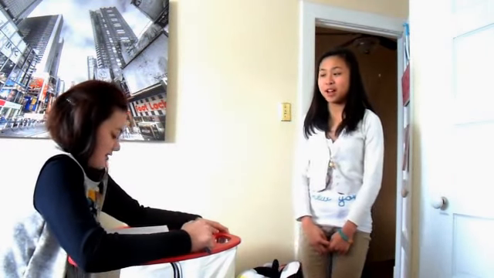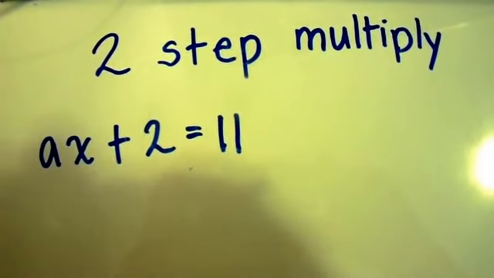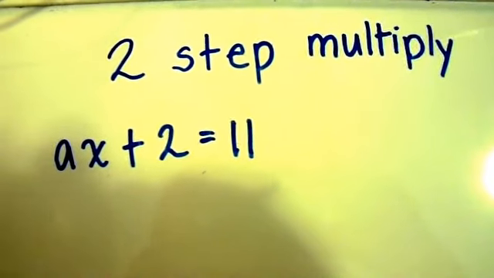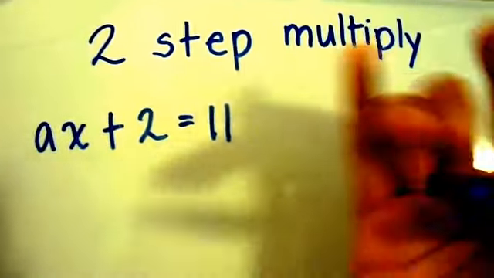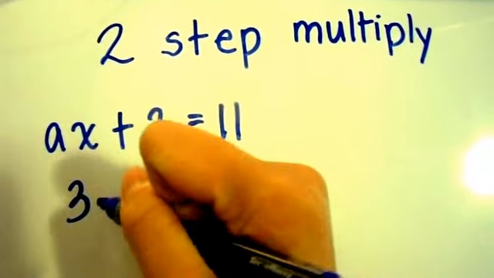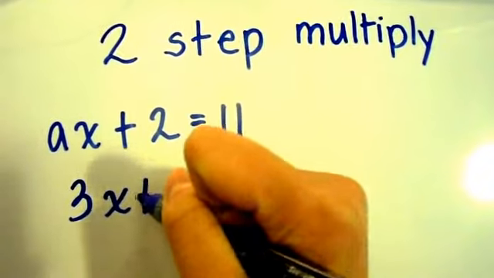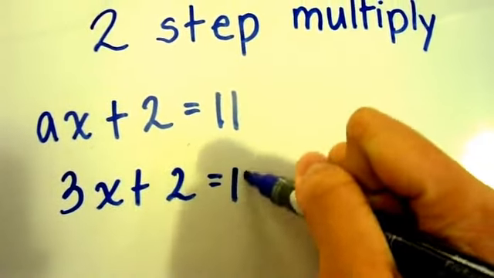I'm going to help you figure out two-step multiply and two-step divide. This is where I show you how to solve equations using two-step multiply. Here we have an equation, a format of what the equation looks like. And now we will put in the numbers. So 3x plus 2 equals 11.